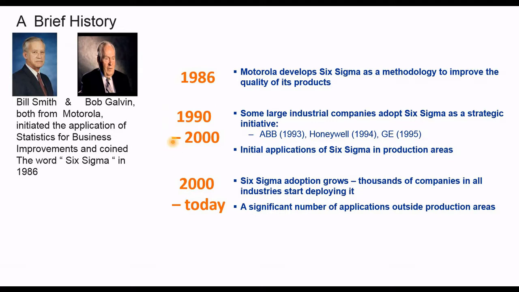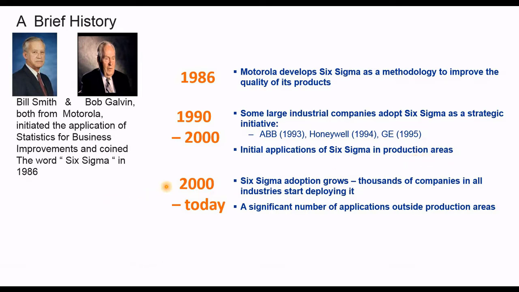In the 1990 to 2001 decade, apart from Motorola, many other companies started picking up this strategy, this methodology, in their organizations. ABB, Honeywell, GE, everybody knows, has been using Six Sigma methodology very extensively in all the areas of its functions. Initially, applications of Six Sigma were restricted only to production areas because we wanted to improve the quality of the product. But it was such a beautiful tool that really delivered. People wanted to enjoy its results outside the production area.